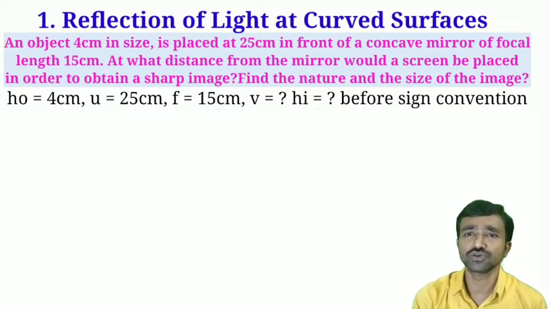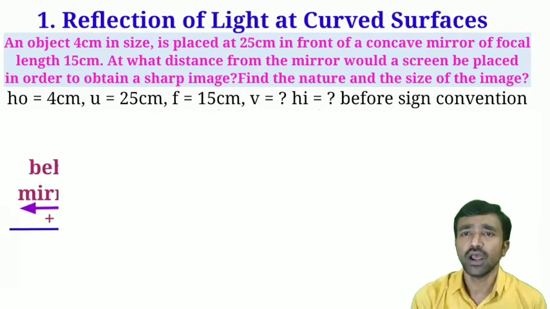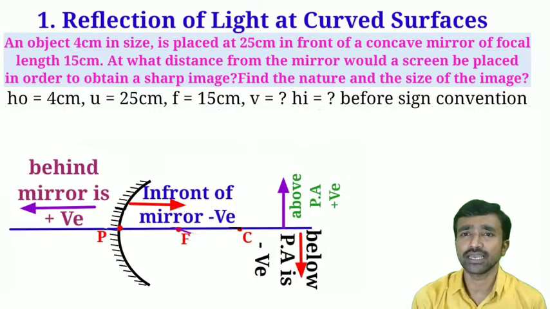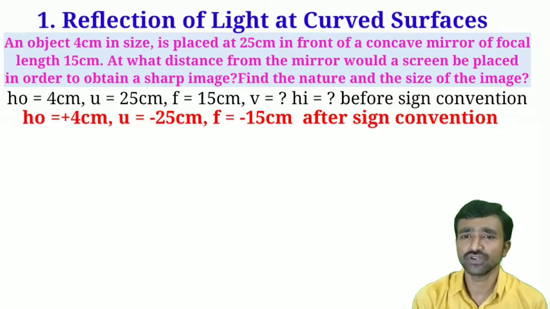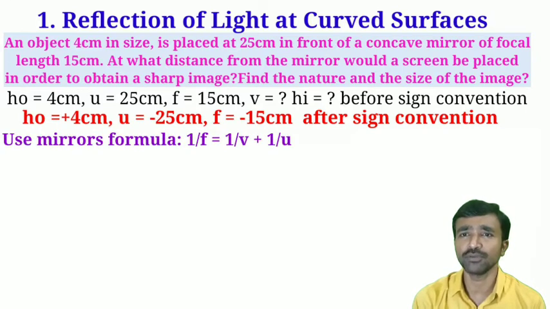Before substituting these in the formula, we need to apply the sign convention rules. For a concave mirror, parameters like focal length and radius of curvature, and the object distance, are always negative. So according to that, we write u equal to minus 25, f equal to minus 15, and object height is positive, because irrespective of the mirror we always place the object above the principal axis, so it is positive.